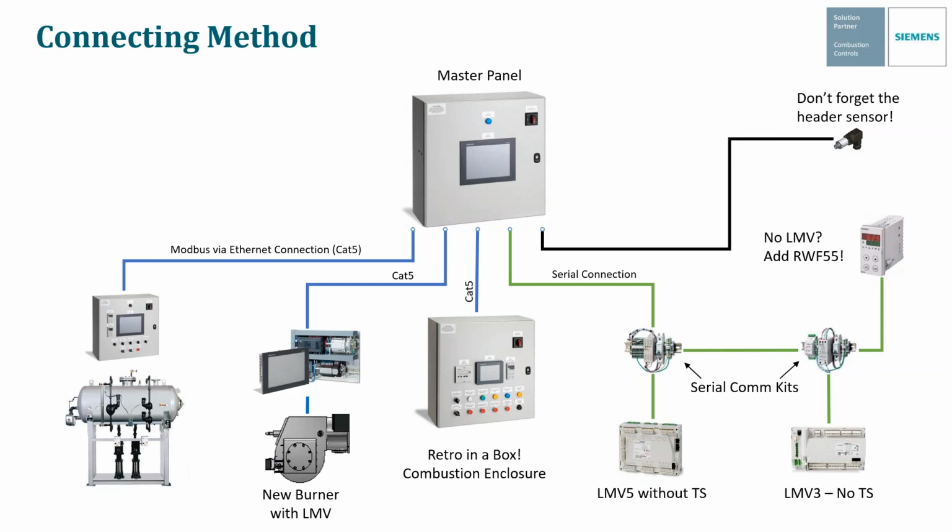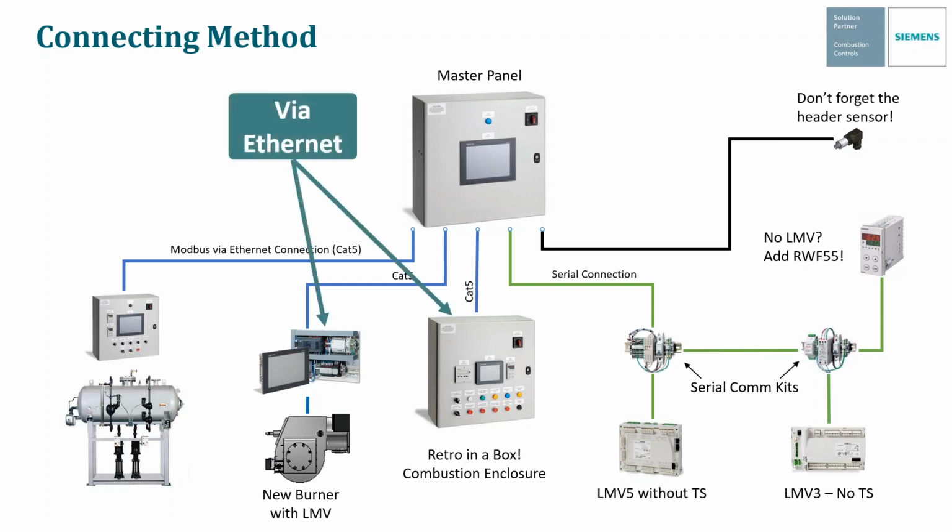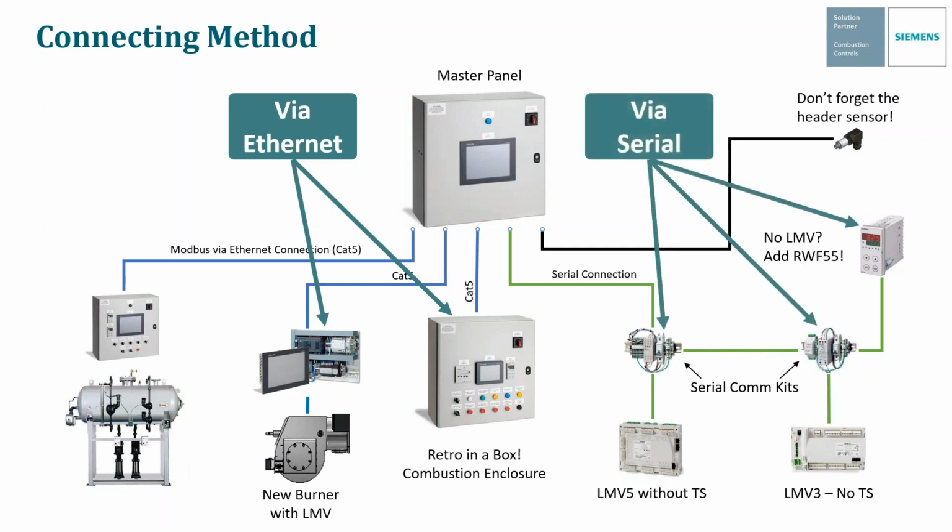On the left side of the screen with all the blue lines, we have Ethernet connections, okay? Pretty easy to understand. We're using Ethernet cable to connect these touchscreens to the master panel, so these are going to be via Ethernet. On the right side of the screen, all the green connections are serial connections. Good way to remember that: if you need a serial COM kit, then those boilers are being connected via serial connections. The RWF55 doesn't need a serial COM kit, but it is a serial connection that it's using to come back to the master panel.